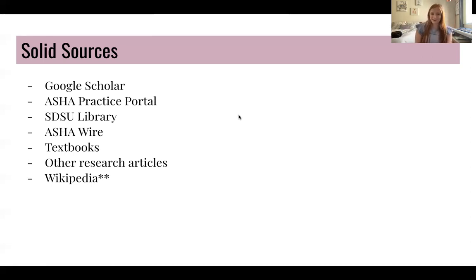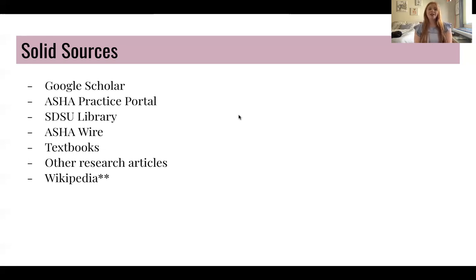Finally, I put Wikipedia with 2 asterisks. Wikipedia, I think, is a really good starting point. I don't think it's something that you should ever just source. You should never say, oh, yeah, I found this information on Wikipedia, because it's not peer reviewed. So it's not the most credible source that you could have.